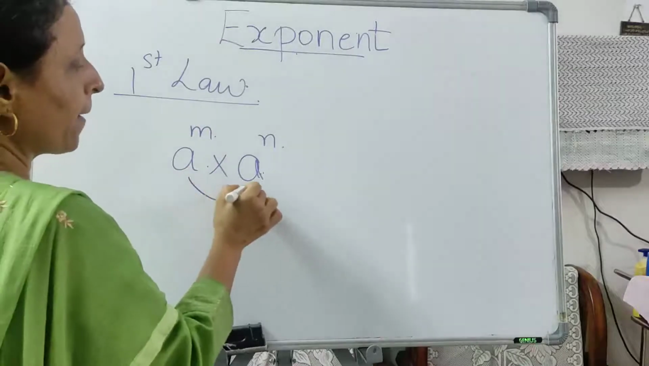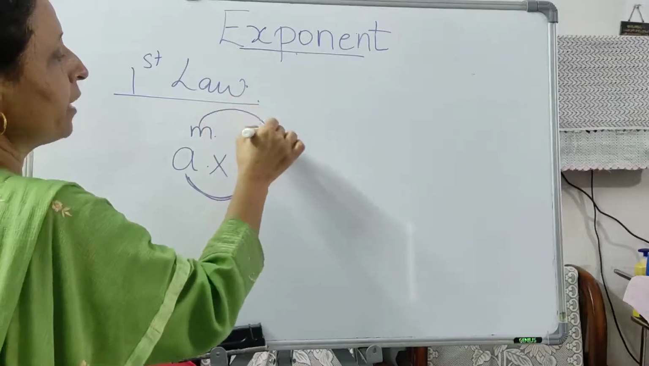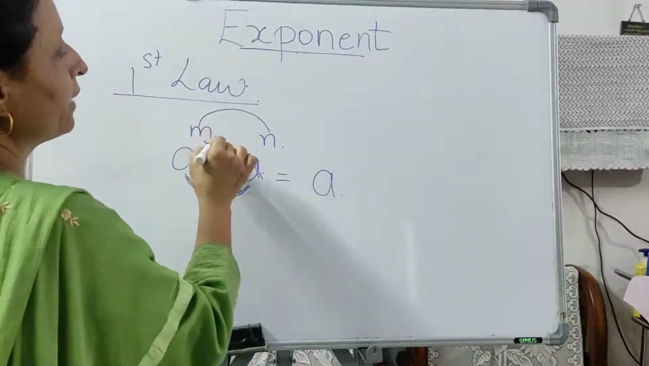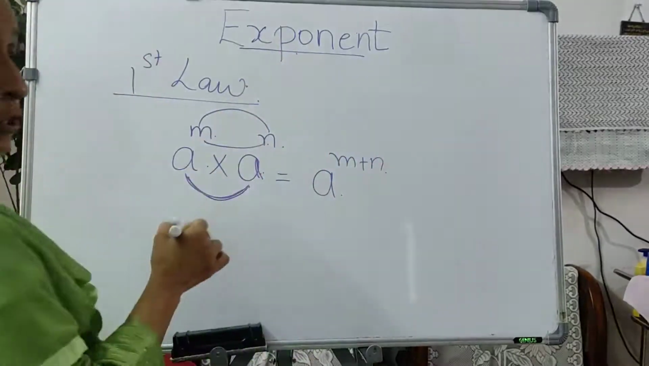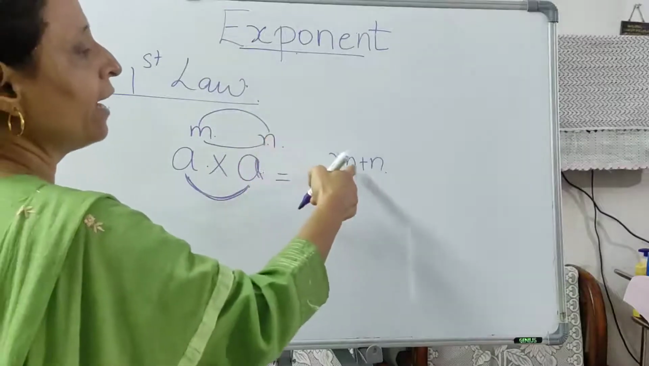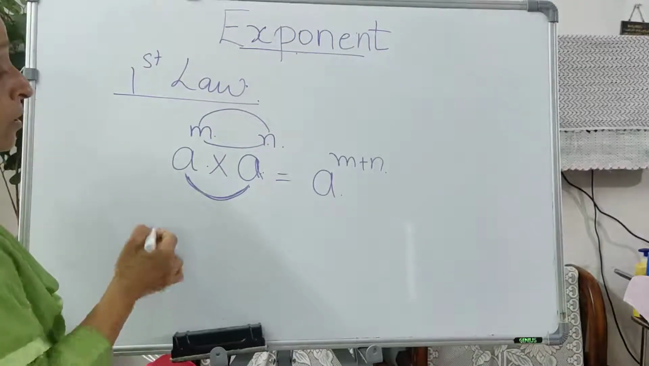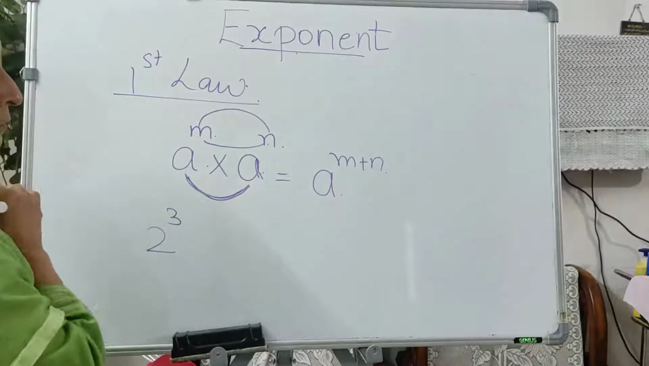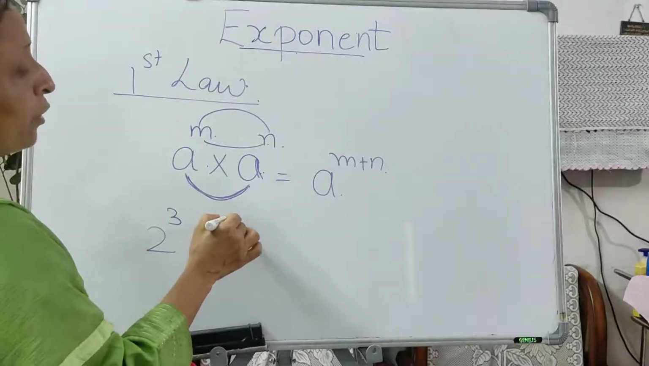The base is the same, a and a. What is different is the exponent. So what I can do is write the base and add the exponents, m plus n. I will get the value of this expression by adding the exponents. So let us take some numerals to explain this law. Say 2 raised to 3 into 2 raised to, say, 4.